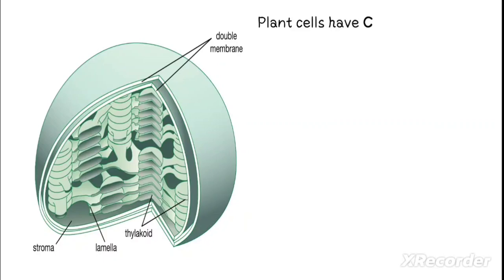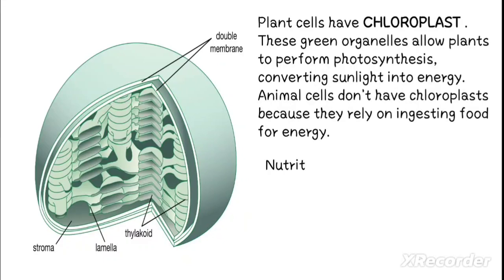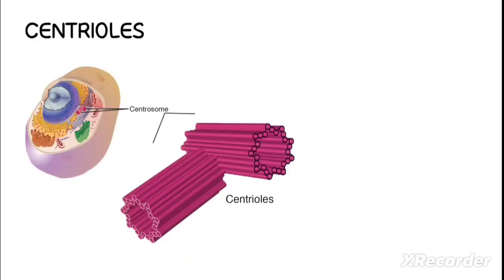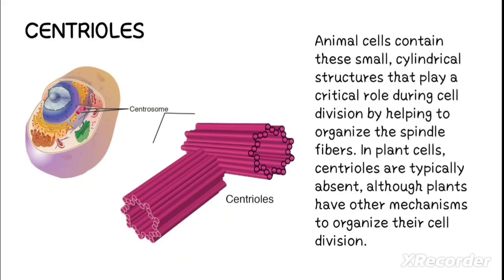And because of this chloroplast, plant cells are able to make their own food, which is why they have autotrophic nutrition, while animal cells lack this and therefore they have a heterotrophic mode of nutrition. Next are centrioles. These are present in animal cells while plant cells lack them. These centrioles help in the process of cell division.